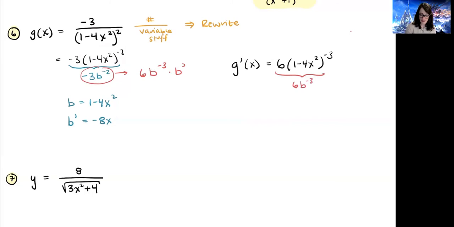Then we multiply this by, we go inside, that's the mother derivative, we differentiate the inside, the baby now. And so the derivative of 1 minus 4x squared is negative 8x. So this will all be multiplied by negative 8x. So here's b prime.